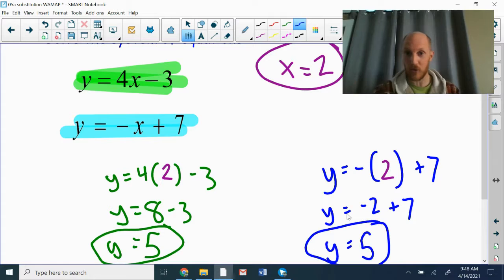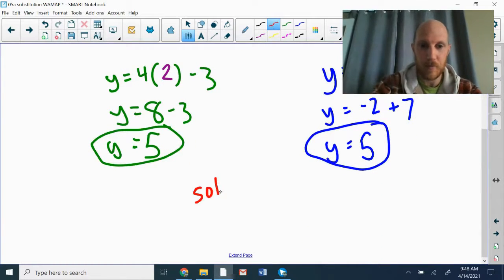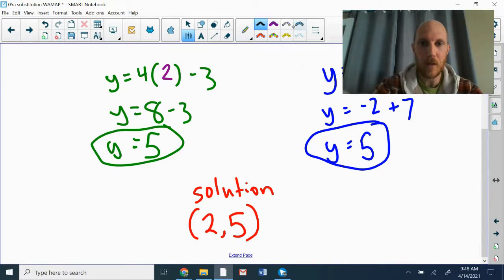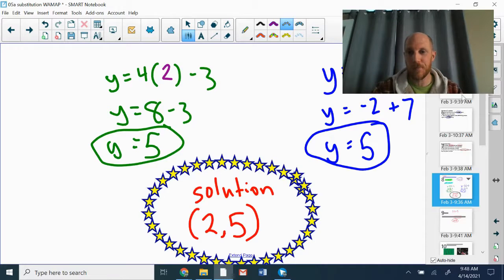Now I know x is 2. I knew that from before. And I know that y is 5. So I can write my solution. I need both the x and the y coordinate. Parentheses, separated by, that's a comma right there. There's what substitution looks like.